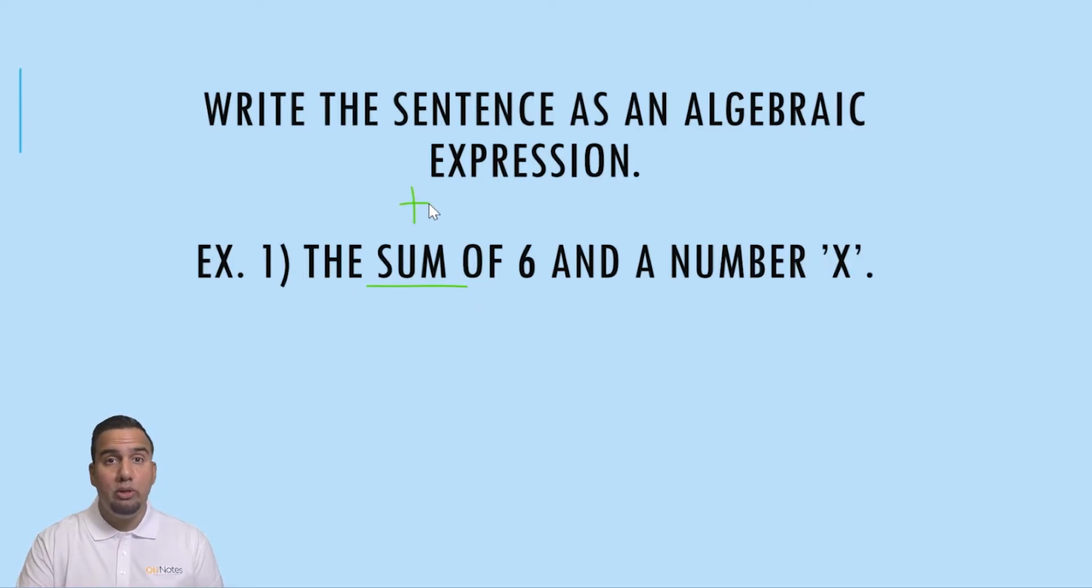So a shortcut and a trick that you could use to help you out is to take that addition and put it where the "and" is. Why? Because you're going to write this expression in the order that you see it. For example, 6 comes first because you see the number 6. And we said, what are we going to replace "and" with? The plus sign, because it's the sum of 6 and a number x, which is our variable.